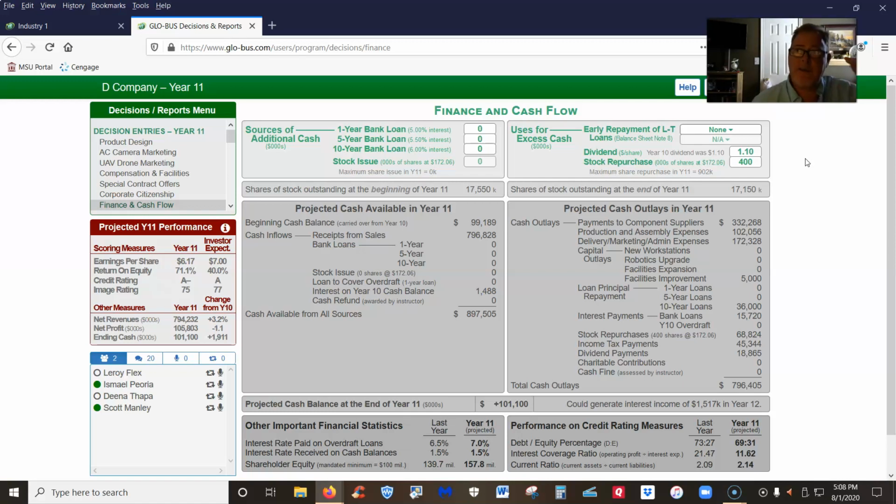Because if we take our beginning equity and we add any stock issues, and you're not doing that right now, remember, if we add stock issues, that would increase our equity. If we add our net income or our profit, that increases our equity. If we subtract our dividend, that decreases our equity. And we subtract our stock repurchase, that decreases our equity. The only piece of information that we're missing to get our ending equity is what's our net income, okay?